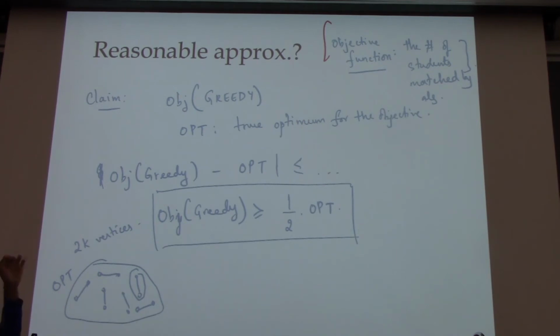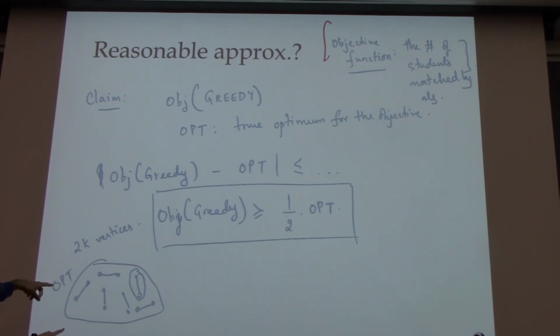Let's say there's k edges, so there are 2k vertices there. What he wants to show is that somehow for every edge out here, greedy has matched at least one of these vertices. That would result in a factor of 2, because there are k edges, and for every edge, greedy had a matching to at least one of these vertices.